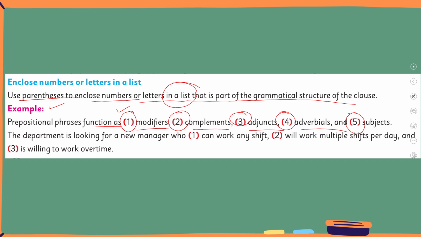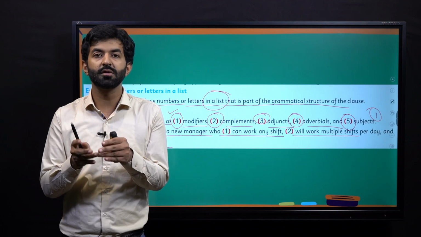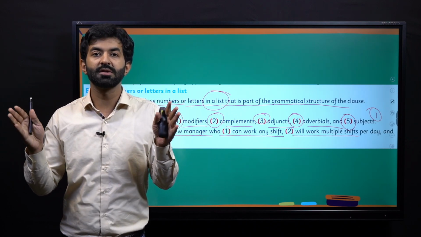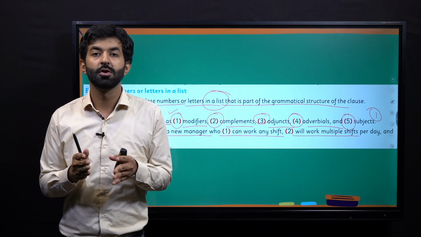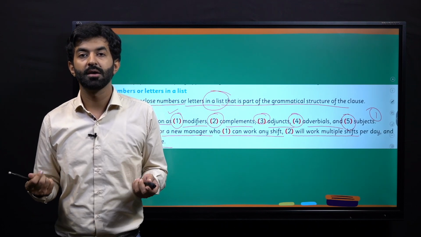The department is looking for a new manager who (1) can work any shift, (2) will work multiple shifts per day, and (3) is willing to work overtime. Now this is all in one sentence. Instead of listing it down, breaking down the structure of the sentence, we have listed everything in the sentence but using parentheses to show off the numbers and different conditions or types.